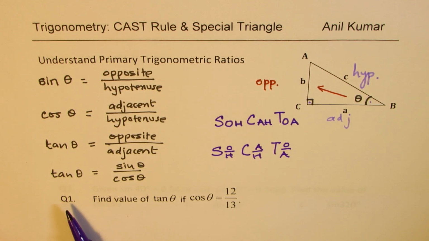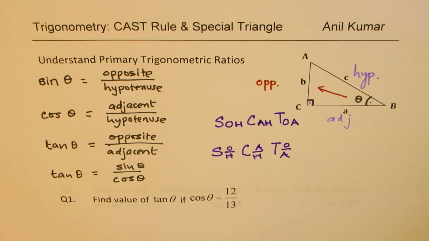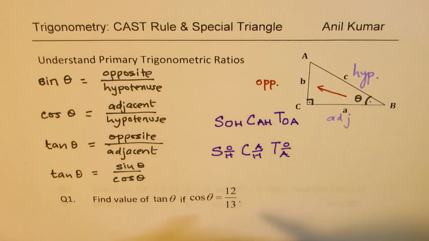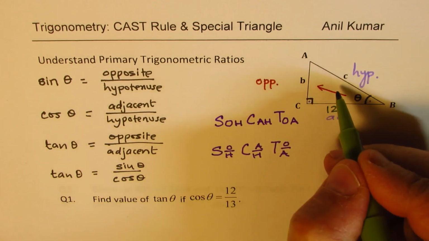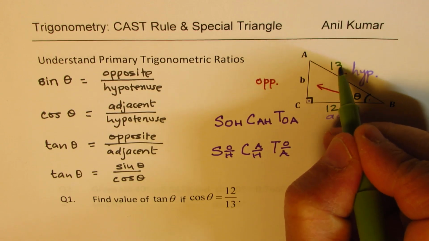Now here is the very first question for you. Find the value of tan theta if cos theta is 12 over 13. Work it out. You can pause the video, answer this, and then look into my suggestions. Since it's the very first question, cos theta means adjacent over hypotenuse. So this side is 12 and this side is 13.